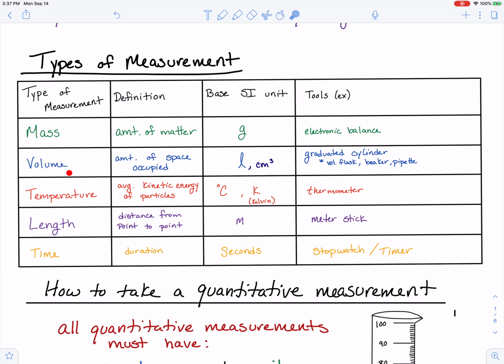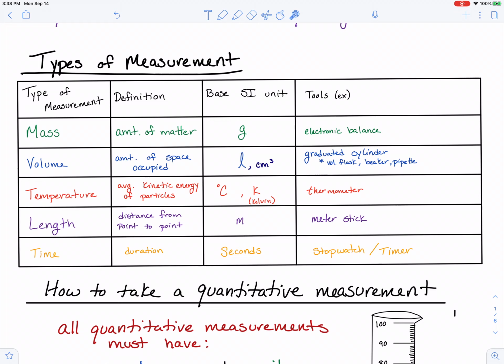The next one is volume. Volume is the amount of space a substance occupies. So for us in chemistry class, we normally measure that in liters or milliliters or kiloliters, but you can also measure volume, if you're using mathematical equations, in centimeters cubed or meters cubed. In class, we would typically use a graduated cylinder to measure volume. You can also use a volumetric flask, a beaker, or a pipette, but we most often use a tool called a graduated cylinder.